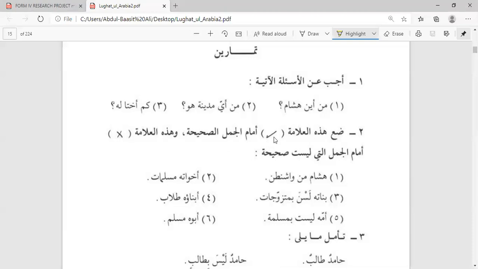Right. The second exercise, you put a tick by the correct statement and an X by the wrong statement. All right. The first one, Hishamun min Washington. So is this correct or wrong? Nura? Wrong. Right, it's wrong. Second one. Akhawatuhu muslimat. His sisters are Muslims. Correct or wrong? Sahih. Sahih.